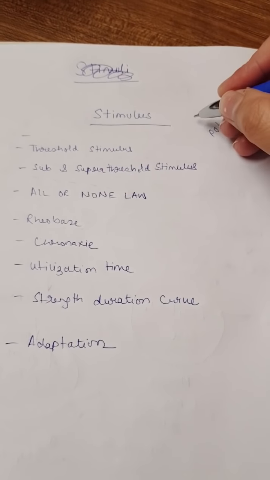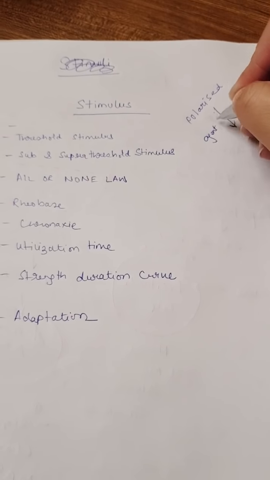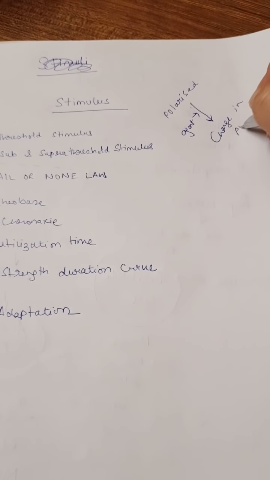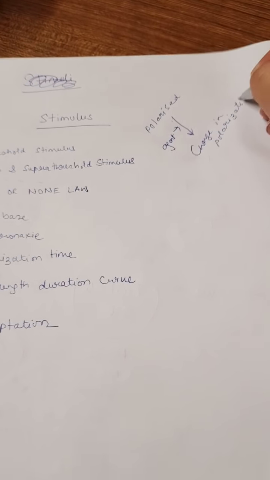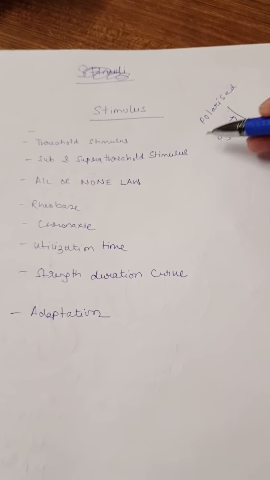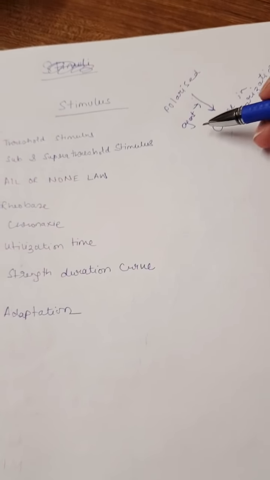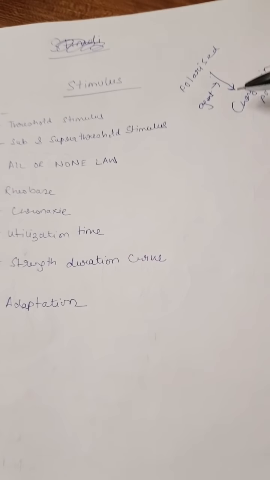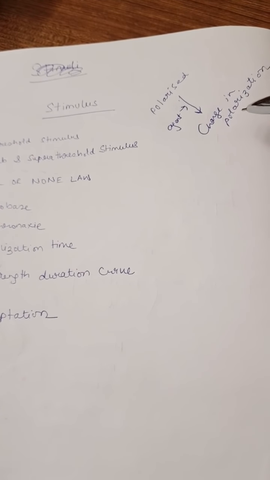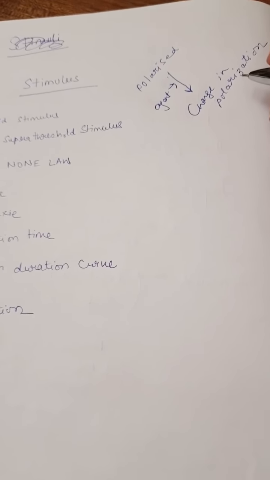Now, any agent which causes this change in polarization, maybe depolarization or hyperpolarization, is known as a stimulus. The stimulus can be electrical, chemical, or physical, but for all experimental purposes and for even our discussion here, we will consider an electrical stimulus. Okay, and this electrical stimulus is mainly in the form of Faradic current.